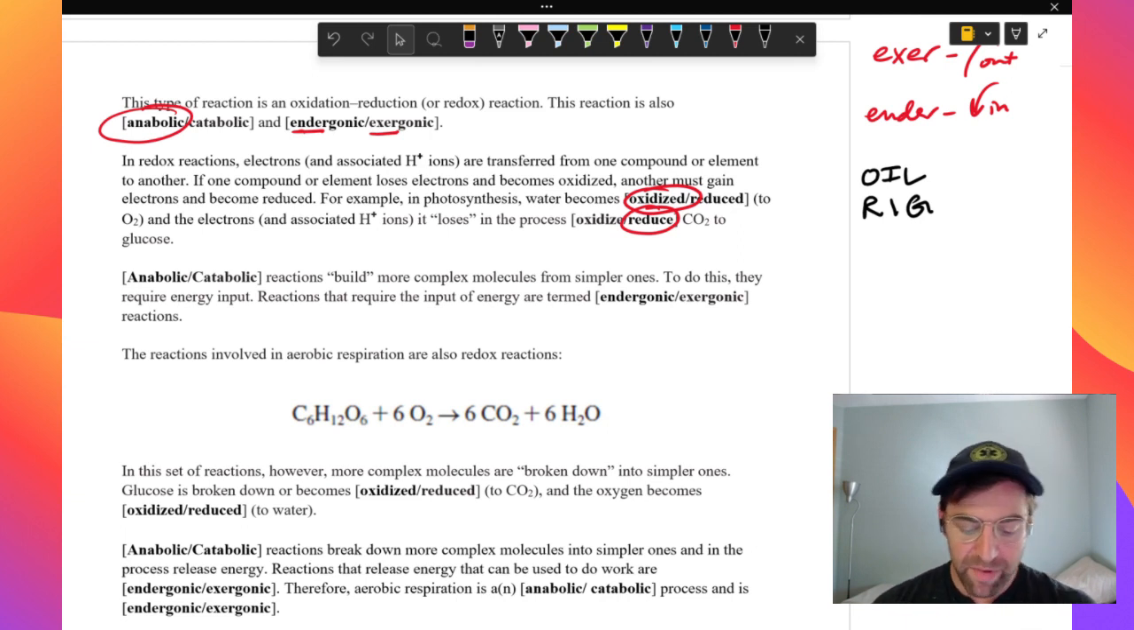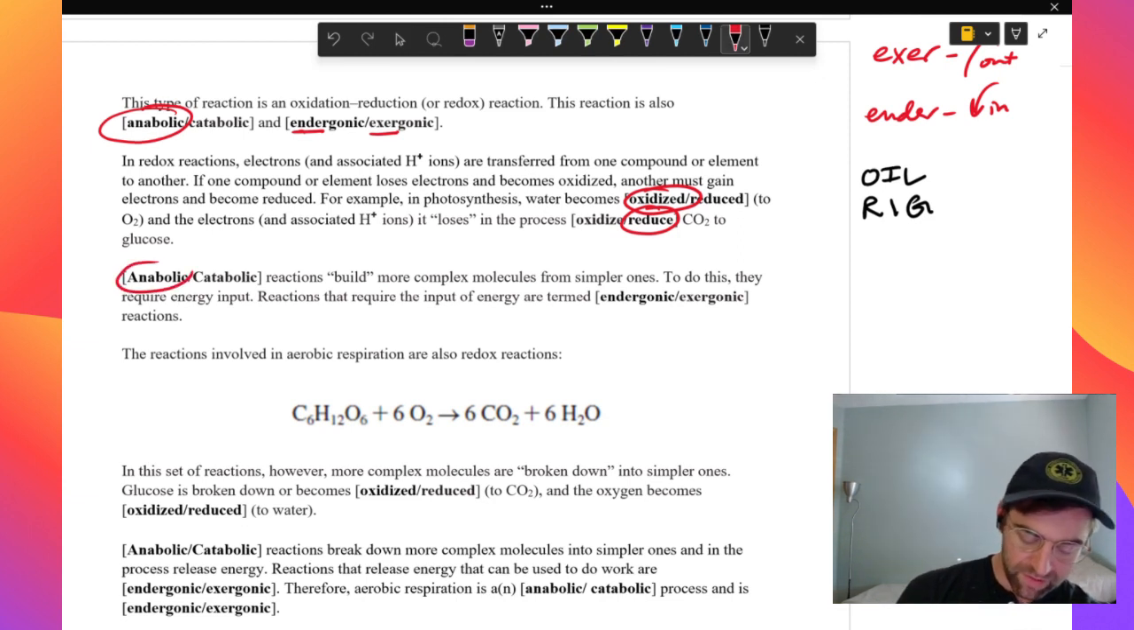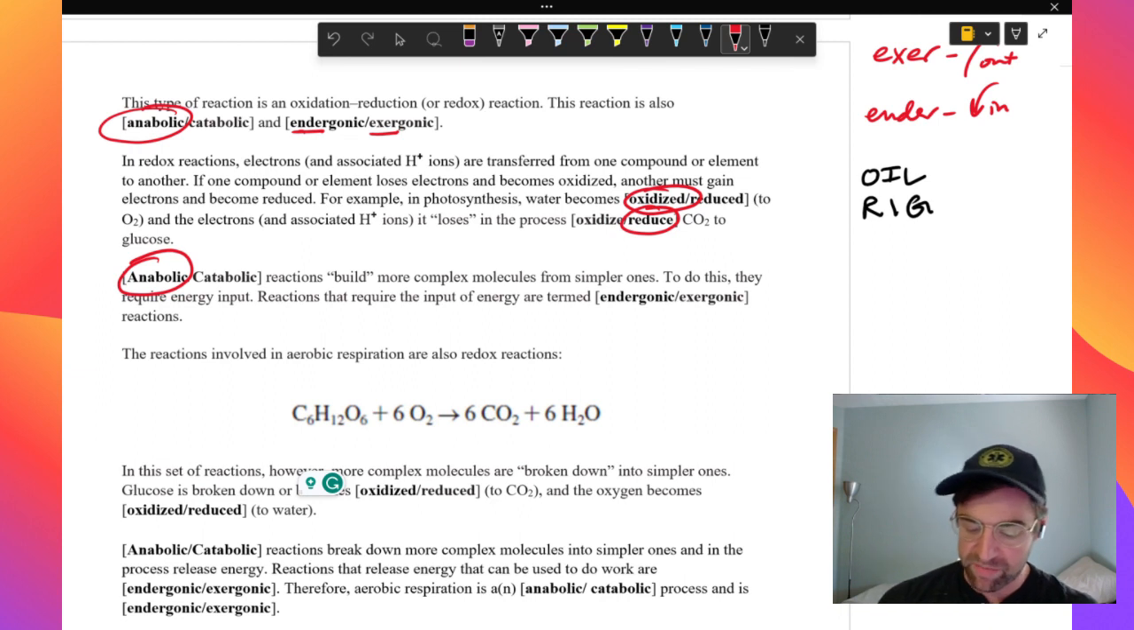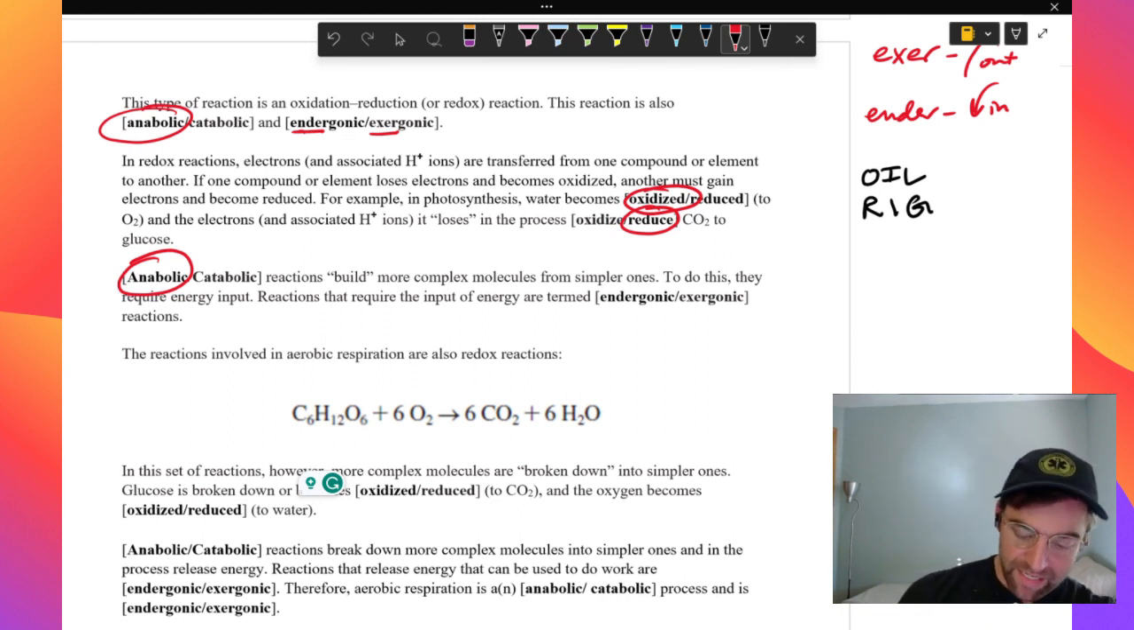Alrighty. Do anabolic or catabolic reactions build more complex molecules? Anabolic. Anabolic reactions build more complex molecules from simpler ones, and to do this, they require an energy input.